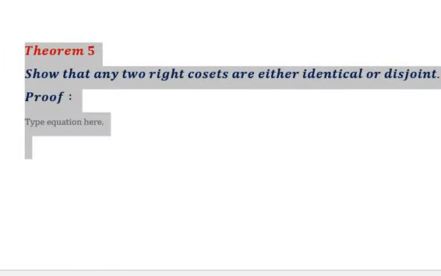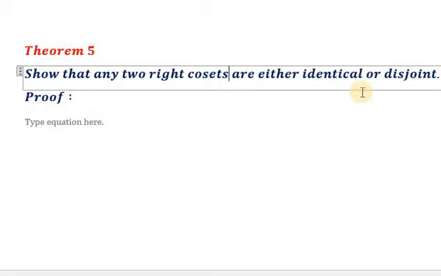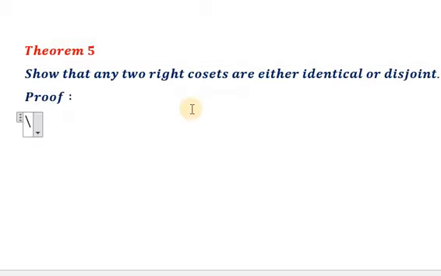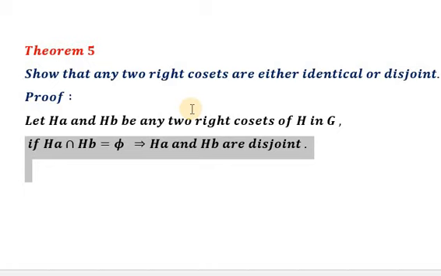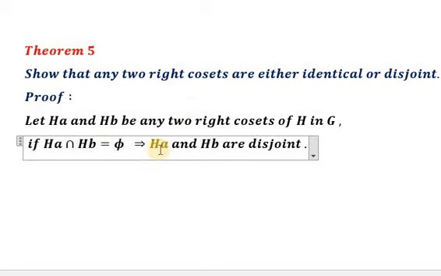Theorem 5. Show that any two right cosets are identical or disjoint. Similarly, we can prove left cosets also. Any two right cosets are identical or disjoint. Proof. Let us consider Ha and Hb, any two right cosets of H in G. If Ha intersection Hb is a null set, then we say that Ha and Hb are disjoint.